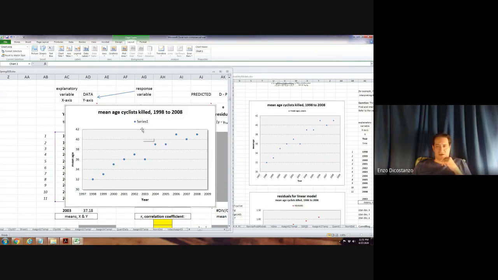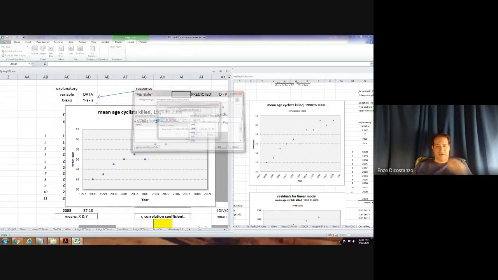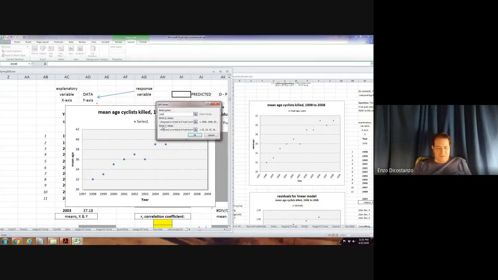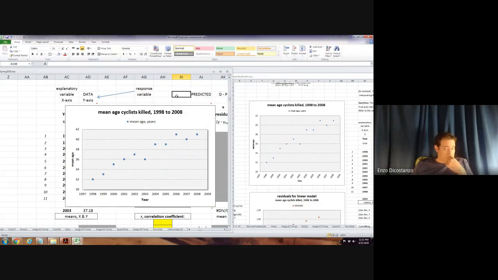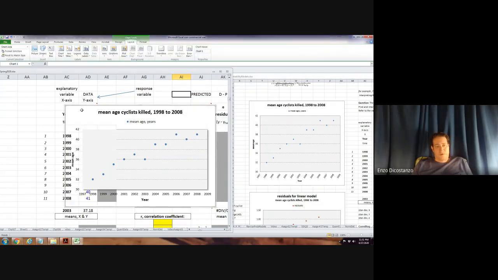Okay, have a shadow, and then right-click, select the data, edit. I want to put the name in. This is mean age years. Okay, in years. All right, there you go. Here's your scatter. We'll cut it.